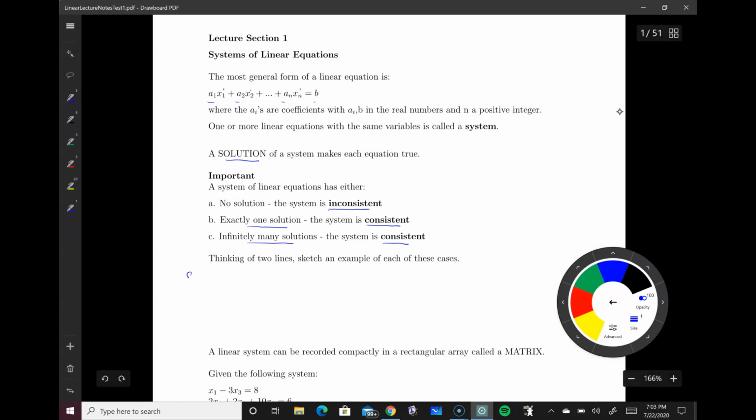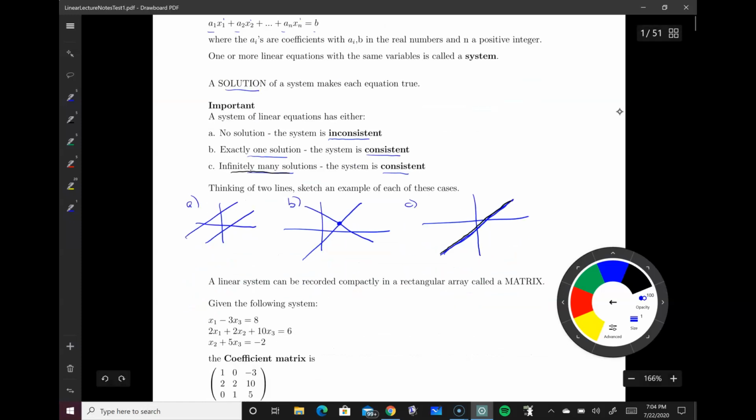So let me just give you pictures with good old y equals x lines. We're not going to be dealing with y's and x's, but if I had no solution, I would have 2 lines that would be parallel. There'd be no intersection point. Exactly one solution would be the 2 lines intersecting, and that would be the one solution. For infinitely many solutions, and I know you learned this a long time ago, the 2 lines are right on top of each other, so that's infinitely many solutions. Those are the 3 cases that we will be addressing.